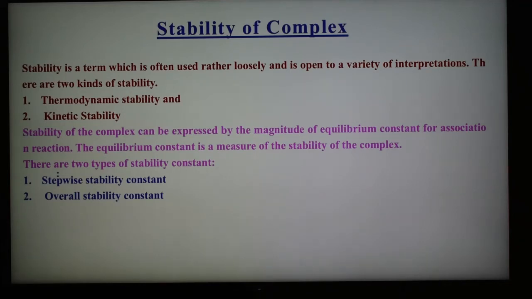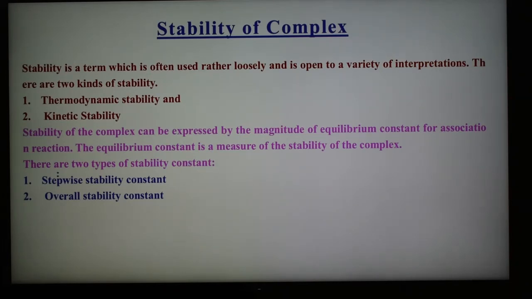In this case, the stability of the complex can be expressed by the magnitude of the equilibrium constant for the association reaction. Stability of the complex is generally characterized by the equilibrium constant of the reaction of its formation from the constituents, or by the dissociation constant of its dissociation reaction into the metal and ligand ions. So for the general reaction M plus nL gives MLn, the equilibrium constant equals the concentration of product upon concentration of reactants. The equilibrium constant K is a measure of the stability of the complex. The greater the value of K, the greater the stability; the smaller the value of K, the smaller the stability of that complex.